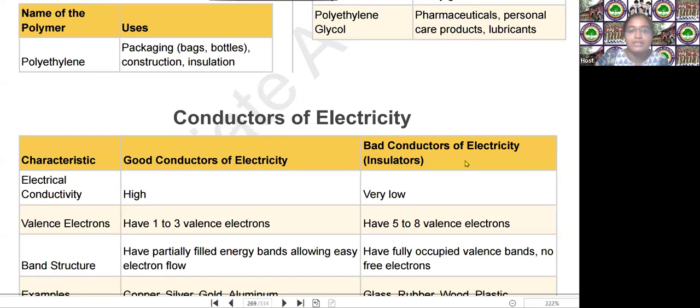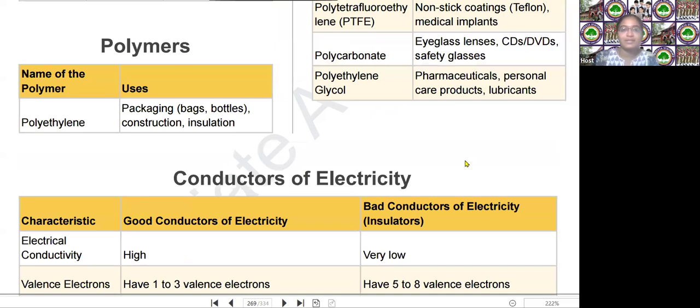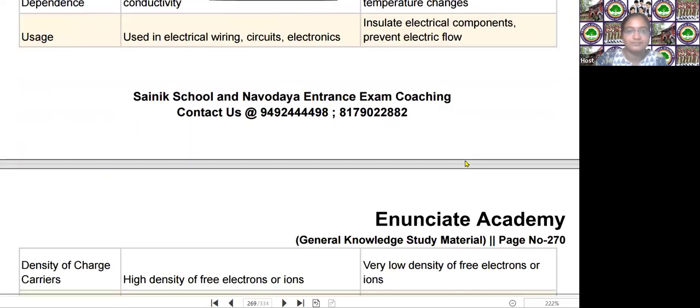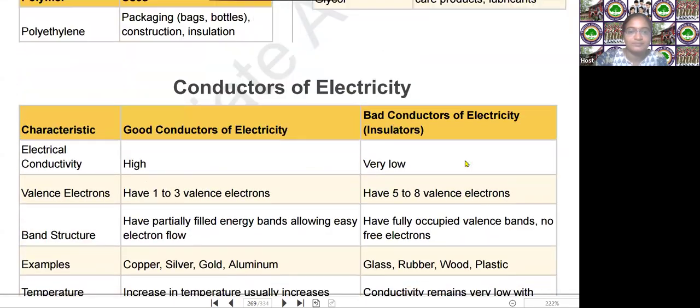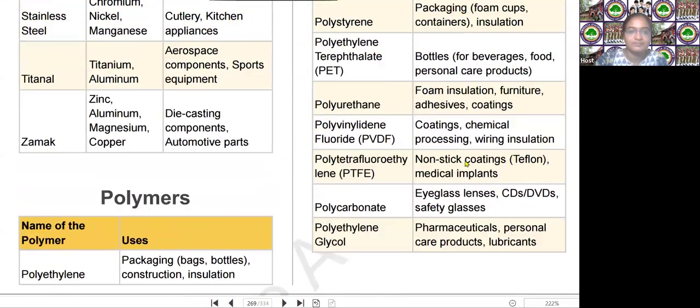These concepts were asked for RMS, Rashtriya Military Schools. Don't worry, we will repeat them a number of times in further sessions.